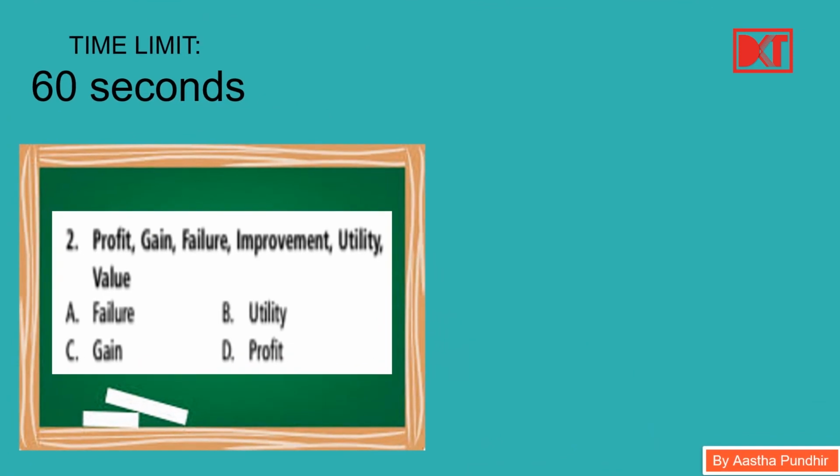Okay, so here the group is profit, gain, failure, improvement, utility and value. The options are failure or utility or gain or profit. Now here the odd one out is failure. If you see all the others, they're talking about something positive in the sense that utility means use of something, gain again, getting sort of an advantage, profit again an advantage, getting some use. Here the opposite is failure, not being able to do something, which is a negative word, I can say. All right.